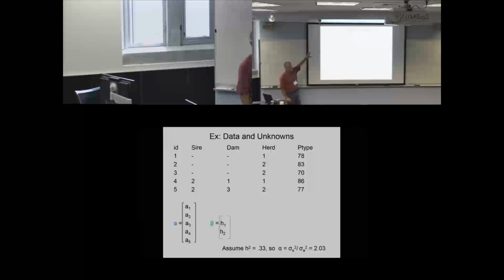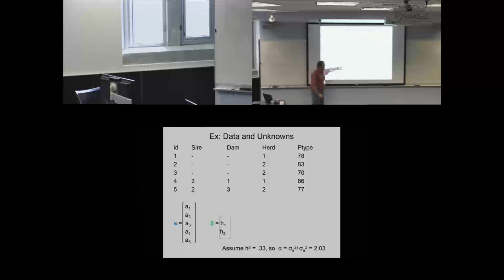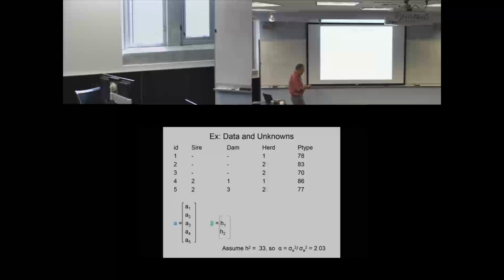Okay, here's our data again, and here are our unknowns. We do not know what the additive value is for individual 1, 2, 3, 4, 5. We don't know that. And we don't know what the regression coefficient for herd 1 is, and we don't know what it is for herd 2. So those are our unknowns. We're assuming, in this case, heritability of 0.33. That was the guess for that. So that means that alpha is equal to 2.03. You could assume that heritability was 0.5 and alpha was equal to 1 if you wanted to, or something like that. You could choose whatever you want.